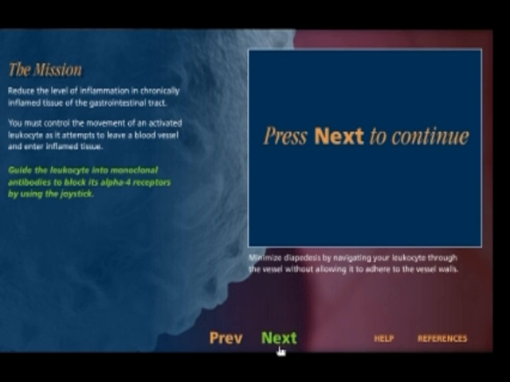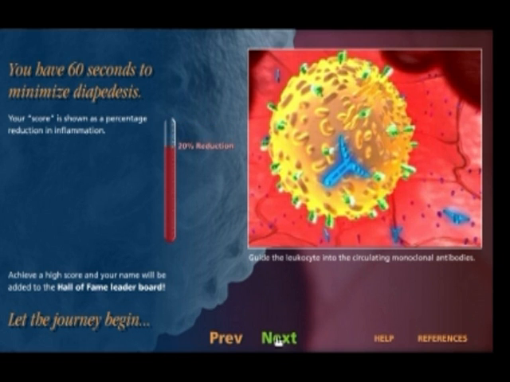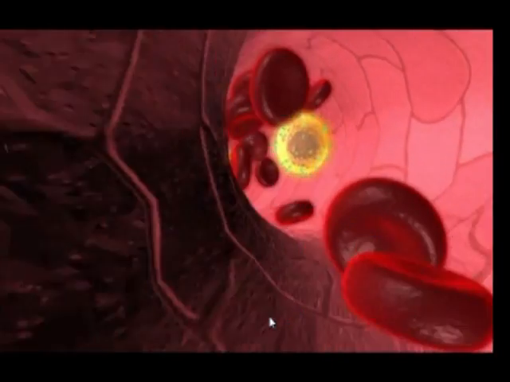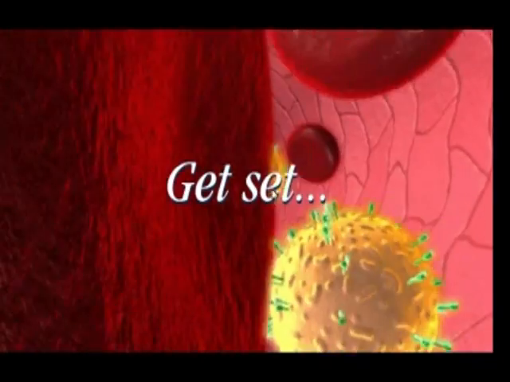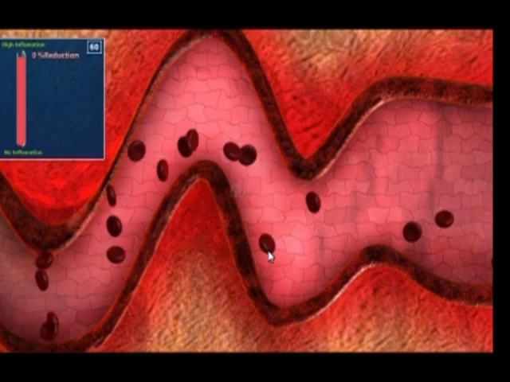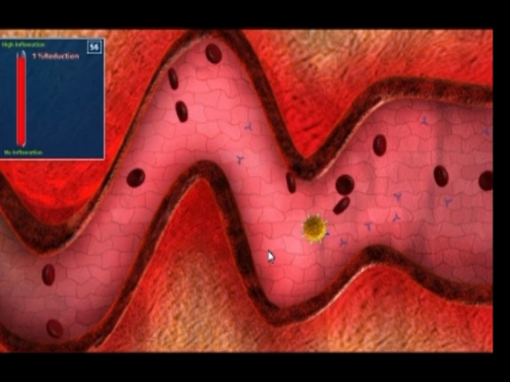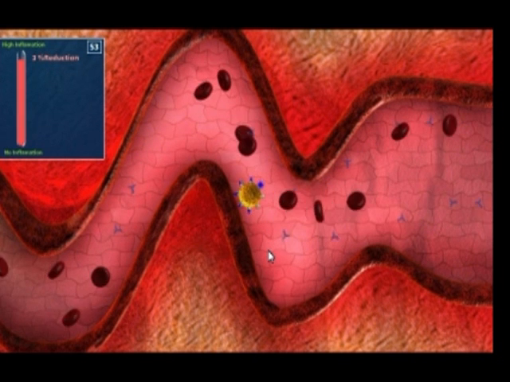So without further ado, we'll start the game. We've got here 60 seconds to minimize diapedesis, and our progress is measured here on this inflammometer of how well we're able to stop inflammation from occurring by collecting these adhesion molecule inhibitors. So get ready, and here we have clips from the animation that played a key role in the game, and really all of the artwork as well is taken from the movie and put into this game.